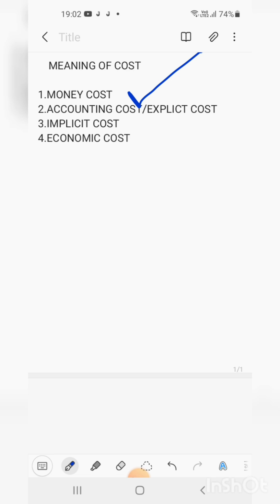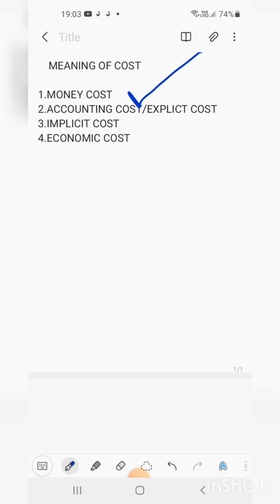This includes rent on land, wages to the workers, interest on capital, payment for raw materials and fuel, power, tax and other payments made by the firm.